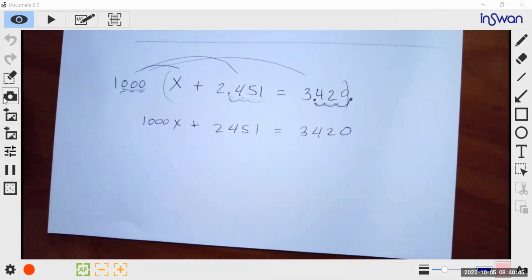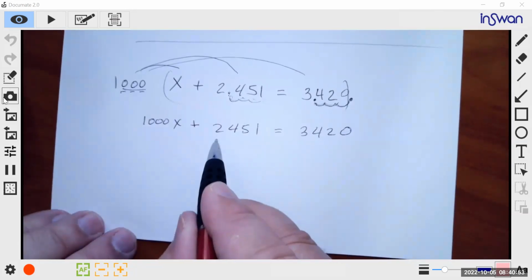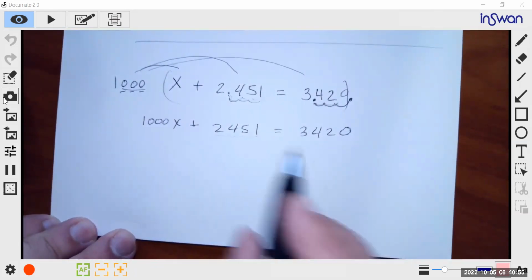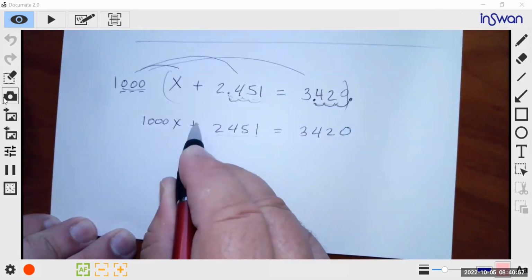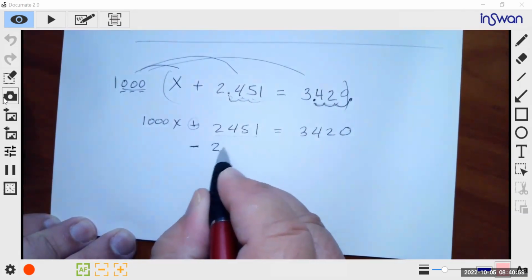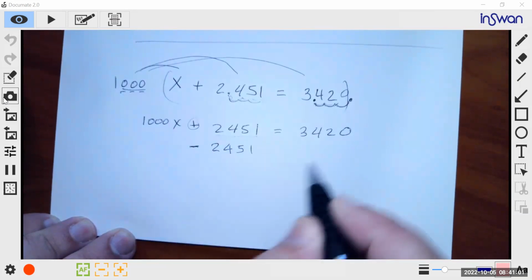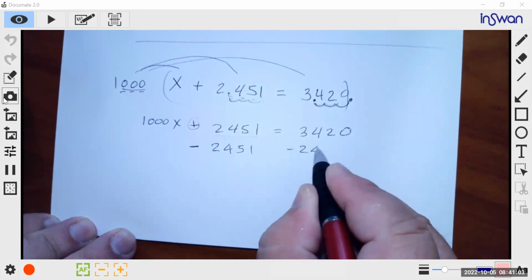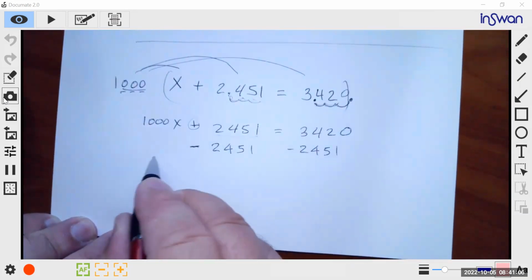Now the decimals are gone, we just treat it like we normally do. What do you do next? We have to get rid of this one. Move the non-x's to the other side. So that's plus, I have to subtract 2, 4, 5, 1 from both sides.